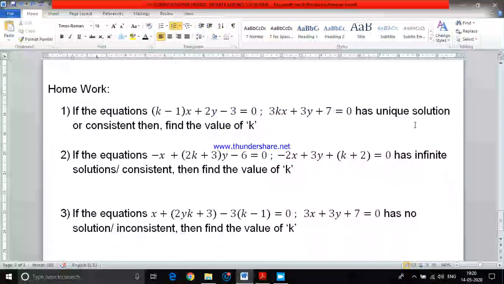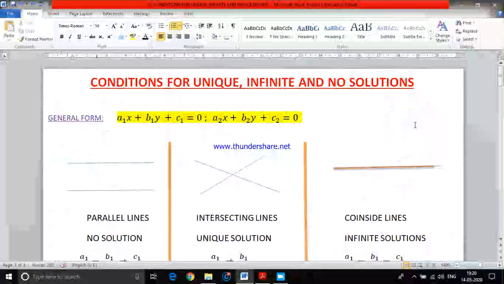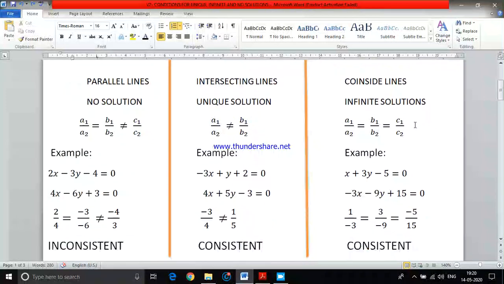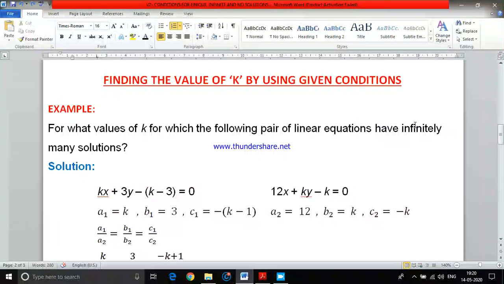Okay. So this is another topic which we discussed: conditions for unique, infinite, and no solution. What are the conditions we have? Then how to find the value of k by using these conditions.